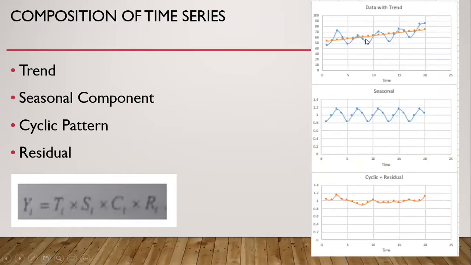This blue one is the actual time series original data, and we can see that this is a trend component, which is increasing. This is a linear trend. This is a seasonal component, and then this is the cyclic plus residual component.